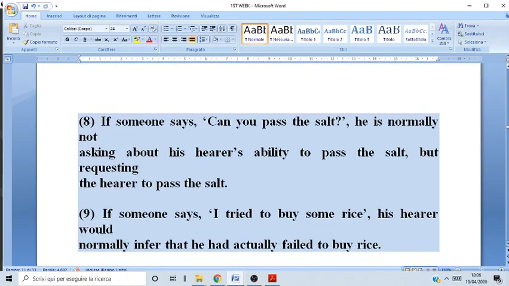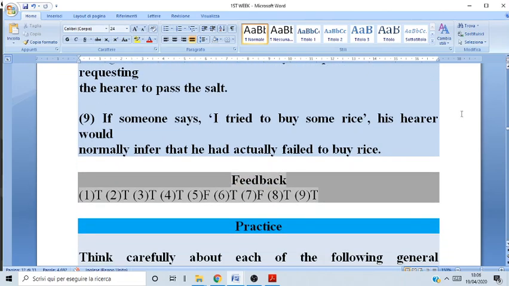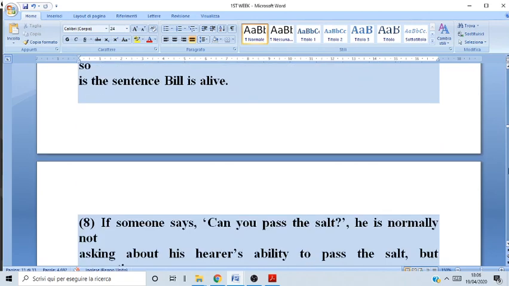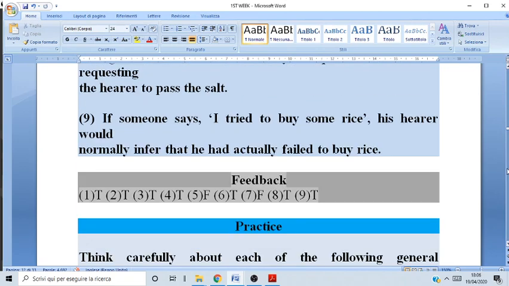Then it gets a little too complicated. Let's just look at the first 5. Alive means the opposite of dead. True. Buy is the opposite from sell. Okay. Caesar is and is not a meaningful sentence in English. Caesar is a prime number is nonsensical, of course. And Caesar is a man is not nonsensical. Let's see where it goes with this.